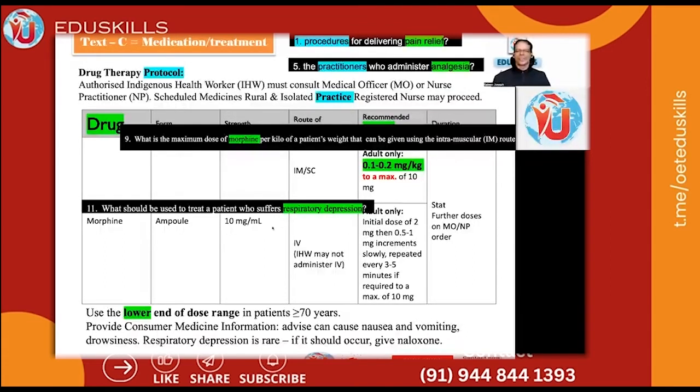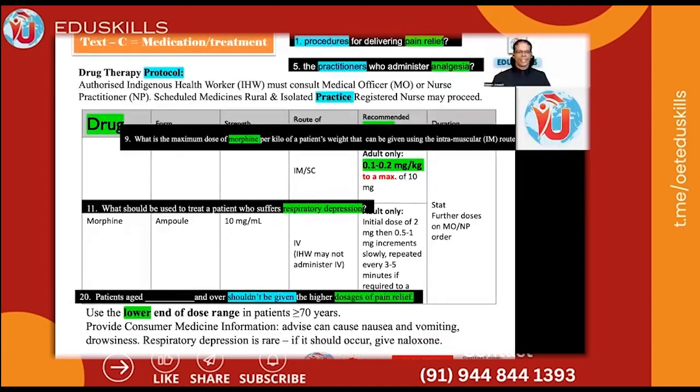What should be used to treat a patient who suffers respiratory depression? Naloxone. Okay. And patients aged dash and over shouldn't be given the higher dosage of pain relief. This is one method they ask. 70 years. Patients aged 70 and over shouldn't be given the higher dosage. So you see, negative meaning is used here. Use the lower end of the dosage range in patients of 70 years. Here they said you shouldn't be given the higher dosage of pain relief, so negative meaning is being used.